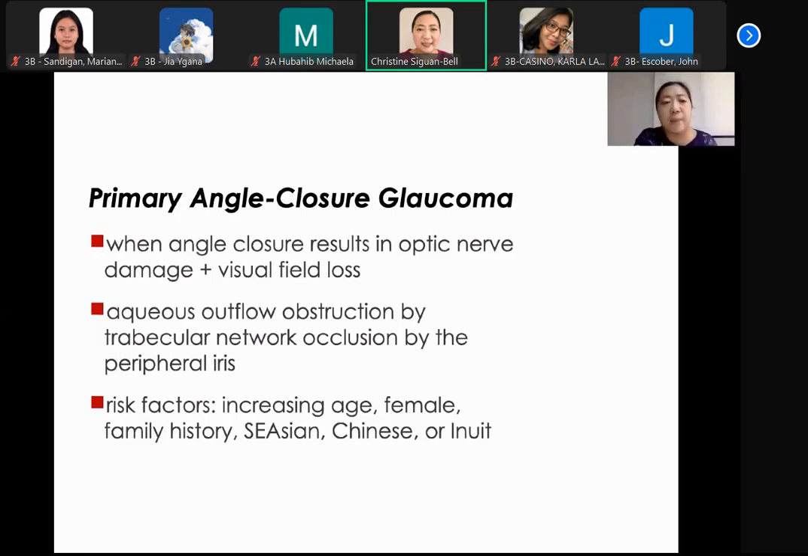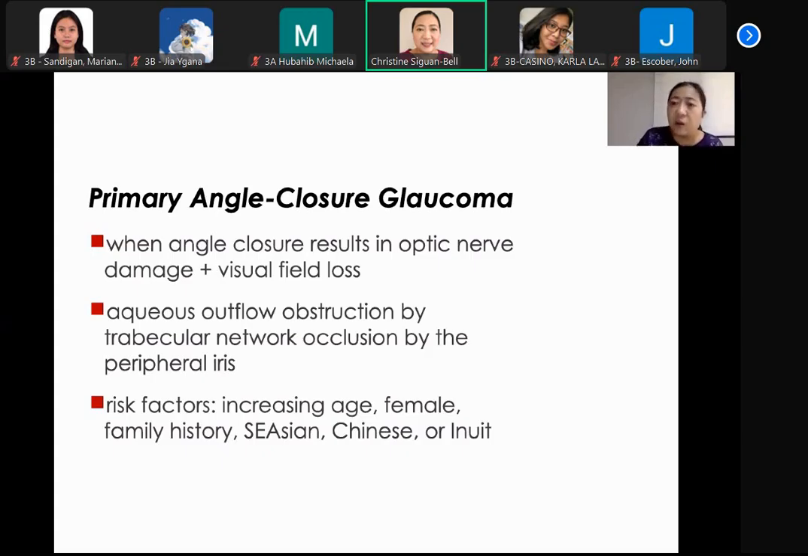Now let's go to the other type, which is primary angle closure glaucoma. It is actually the most common type of glaucoma seen in the Philippines or in Asia. There is angle closure, which results in optic nerve damage and visual field loss. The aqueous flow obstruction at the trabecular meshwork is due to occlusion by the peripheral iris that can cause a pupillary block. So the aqueous fluid from the posterior chamber cannot go out into the anterior chamber because the pupil is blocked. So that is primary angle closure glaucoma.